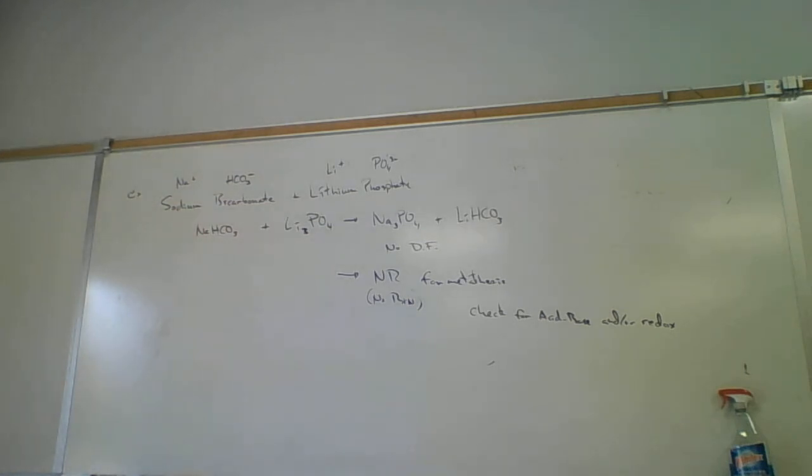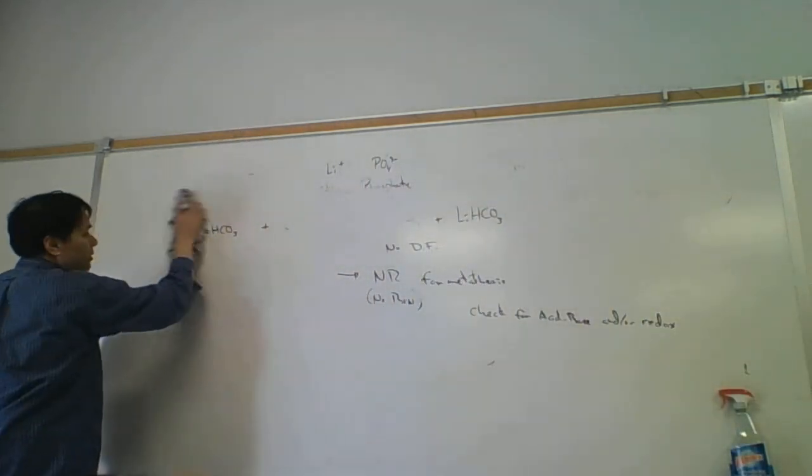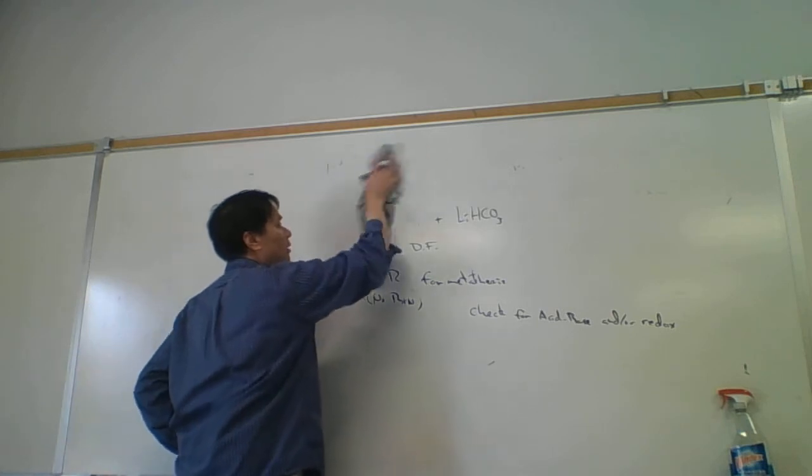So again, for metathesis, you just react it completely. For Bronsted, we'll react only one H+ at a time. So for phosphoric acid, in the example before this one, we reacted all three hydrogens.